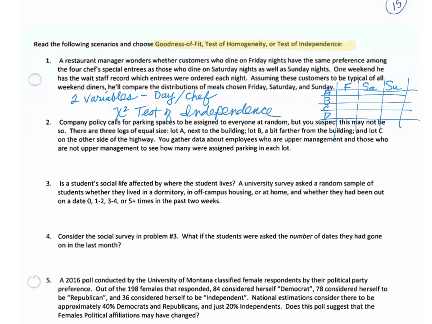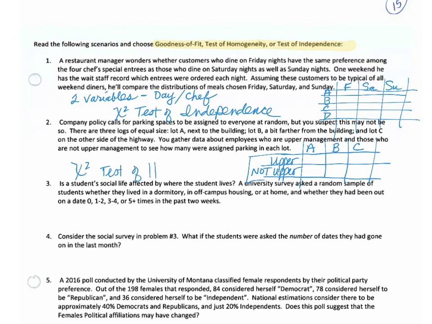All right, next problem. This problem talks about 3 different parking lots. Parking lot A is close to the building. Parking lot B is a little farther away. And parking lot C is totally across the highway. So we want to see if the rate at which upper management is placed in those lots, which is supposed to be done randomly, differs. So what would that be? Homogeneity. Good. Chi-squared test of homogeneity, because we just have one category, upper management and not upper management, across those 3 populations.